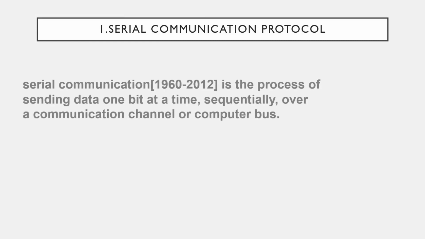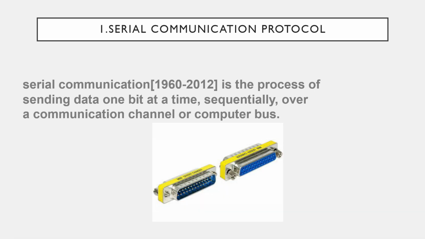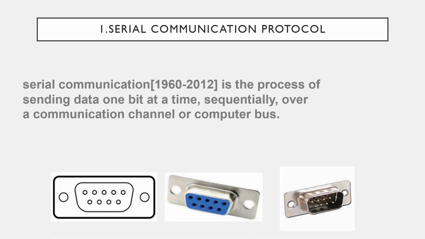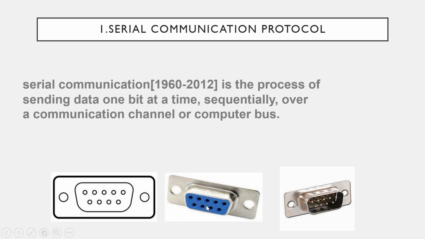That communication protocol was invented in 1960 as RS-232 and last updated in 2012 as RS-232F. That serial communication protocol uses a D-sub connector that can be 9 pin, 15 pin, 25 pin or 37 pin, but mostly a 9 pin D-sub connector is used. There are two types of connector, one is male, another is female. On the right side, you can see this one is the male connector and this one is the female connector.